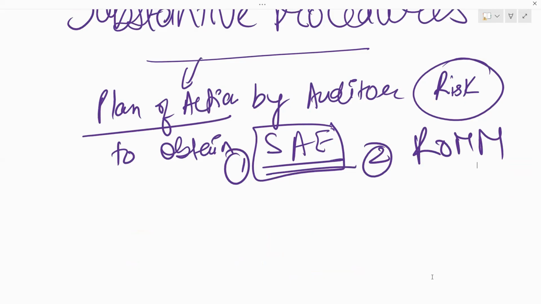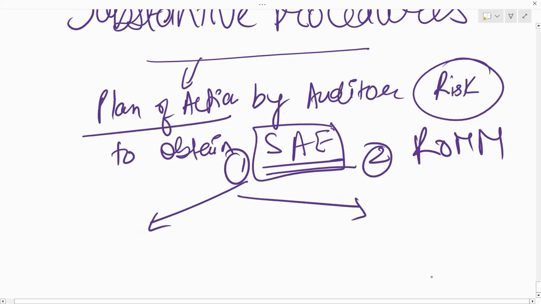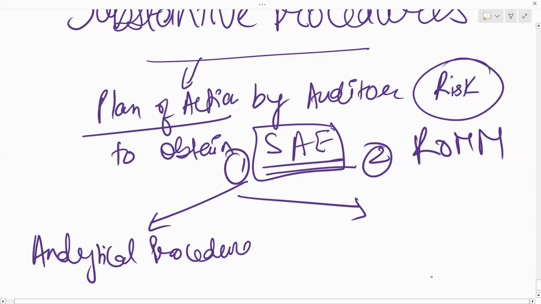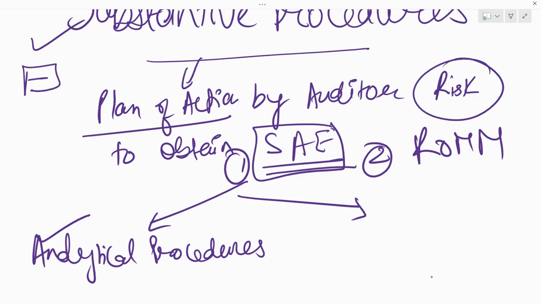So let's discuss further. Now there are two things in your substantive procedures, how you can write them. First can be analytical procedures. Now there are many students who are confused about whether there is a difference between substantive procedures and analytical procedures. Yes, there is a difference between them. Substantive procedure is an umbrella. It is the bigger picture, okay? And analytical procedures come under substantive procedures. They are part of how you are obtaining sufficient appropriate evidence or how you are calculating the risk of material misstatement.